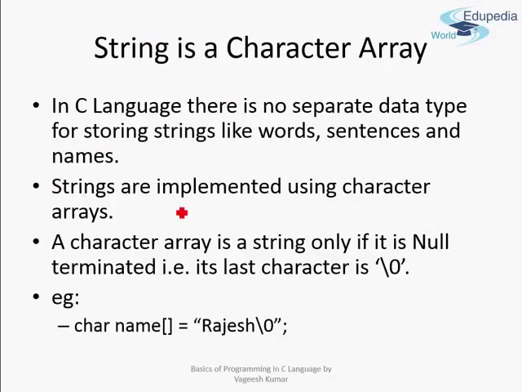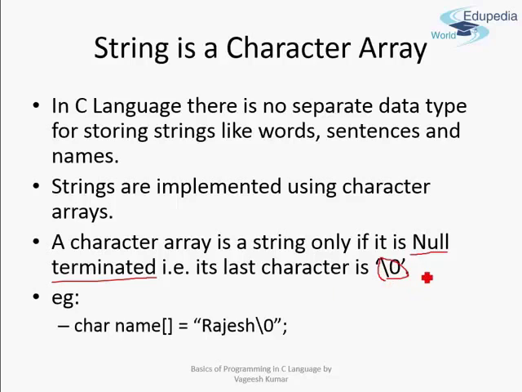So strings are implemented using character arrays. A character array is a string only if it is terminated by a null character, or this is known as a null terminated character array. So a null terminated character array is a string. What do you mean by null termination?